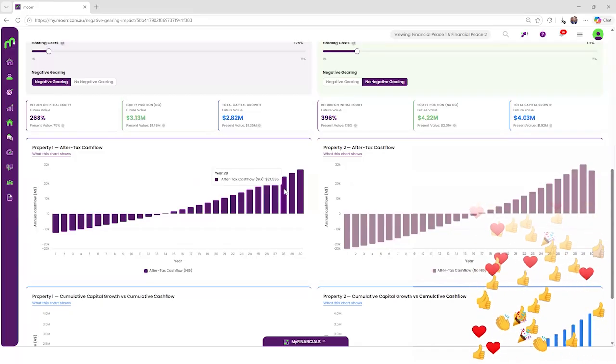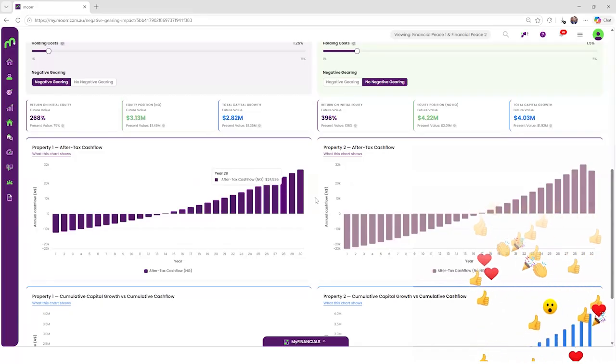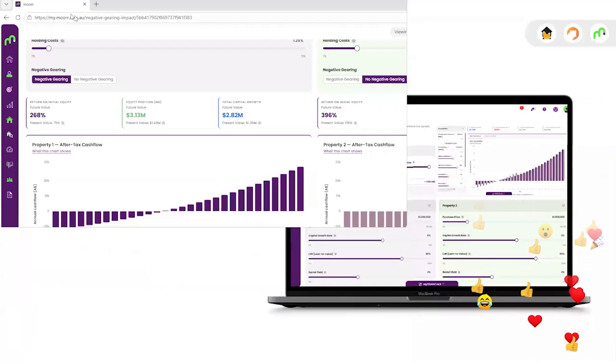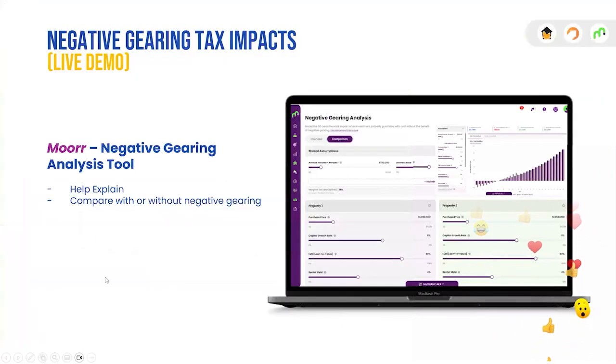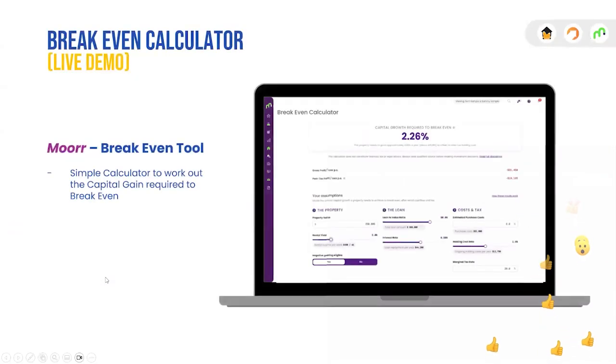Now, I've got a little treat for you, hot off the press as well. So I'm just going to move this across and move to the next slide. We've got a brand new tool called the break-even calculator.